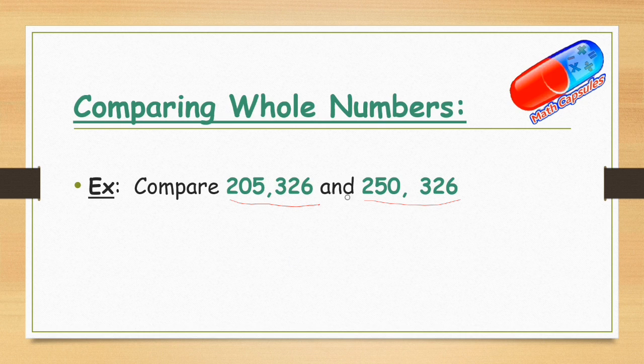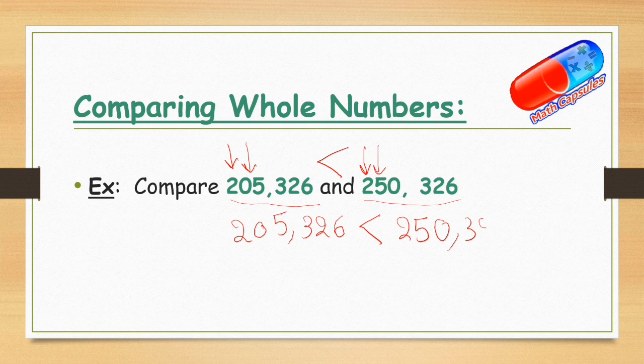Because both of them have 6 digits, we start from the leftmost digit, which is the 100,000 place value. We have 2 and 2. This doesn't tell me anything, so I go to the next place value. We have 0 here and we have 5 here. Now they are different, so we stop here and just put our sign, because 0 is less than 5. So I will write 205,326 is less than 250,326.